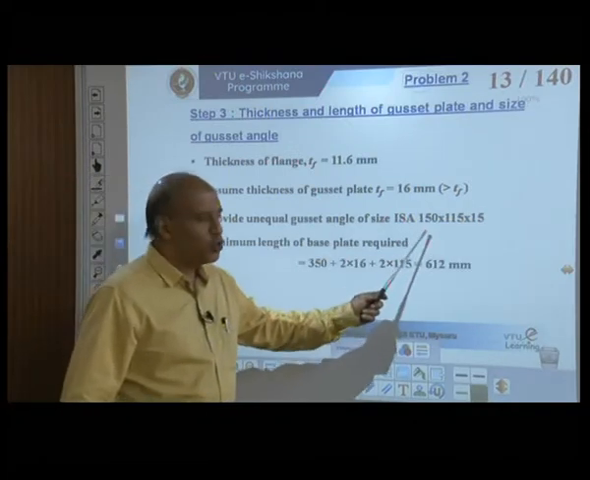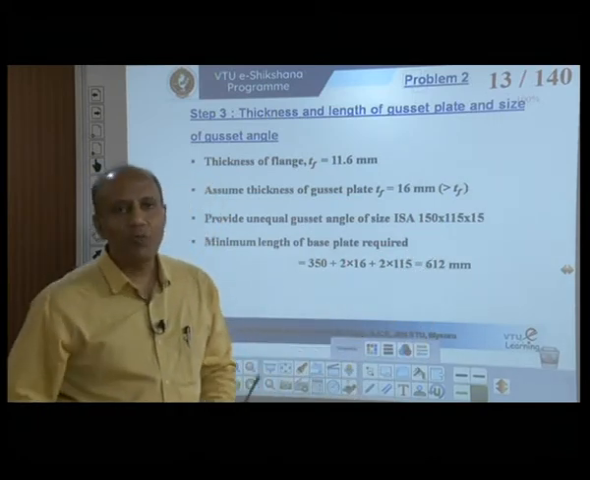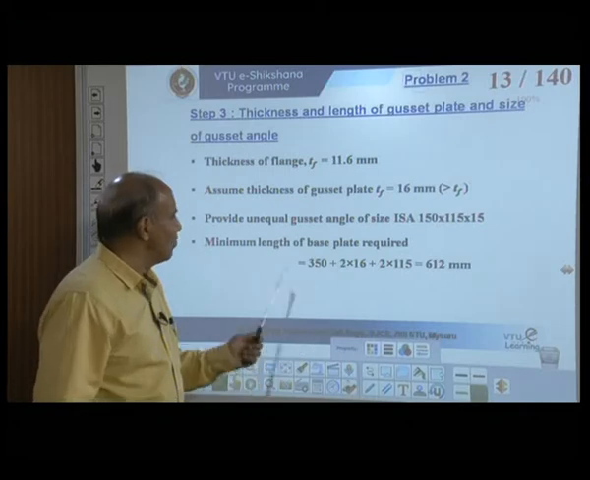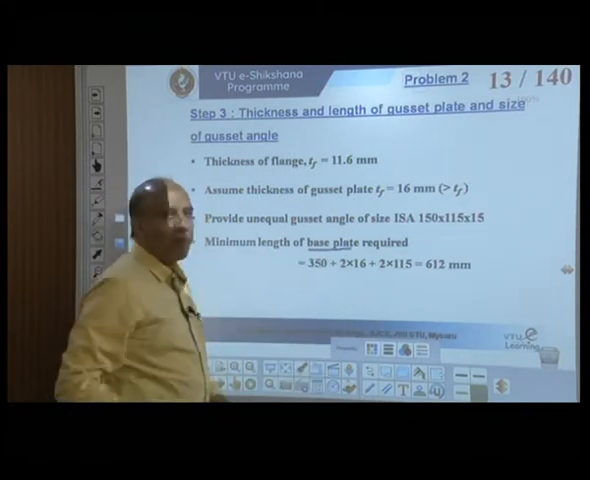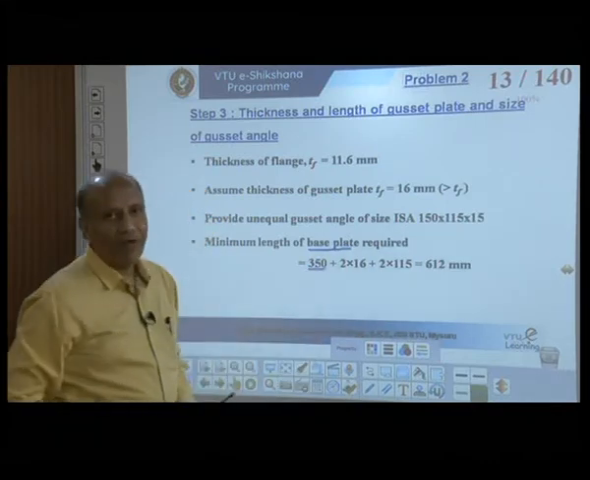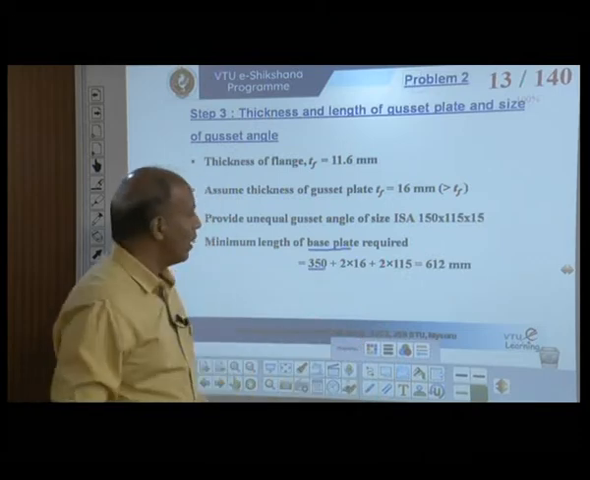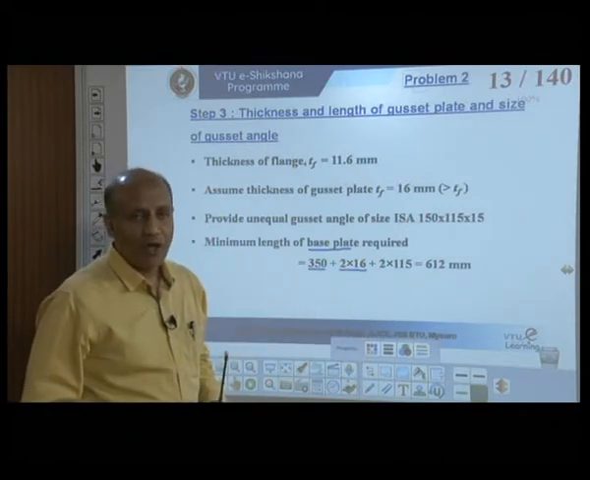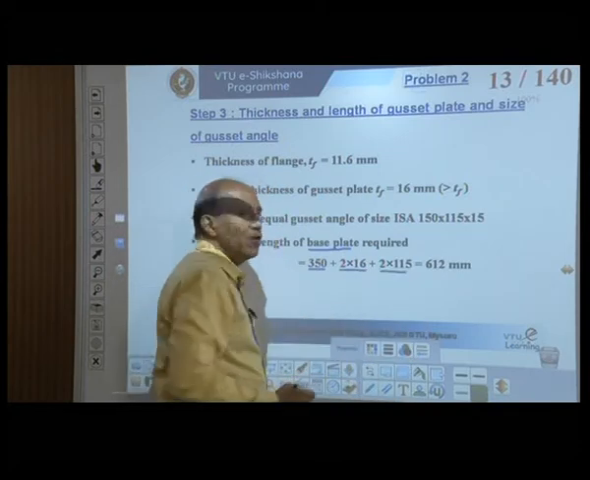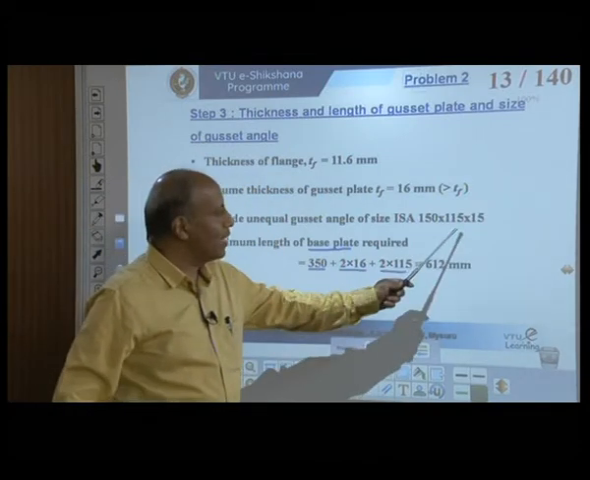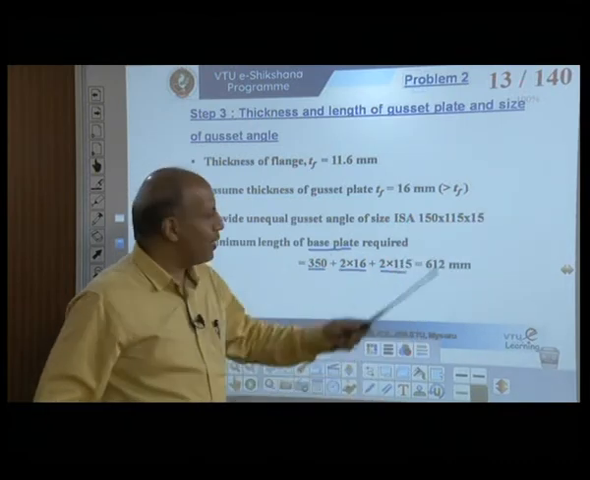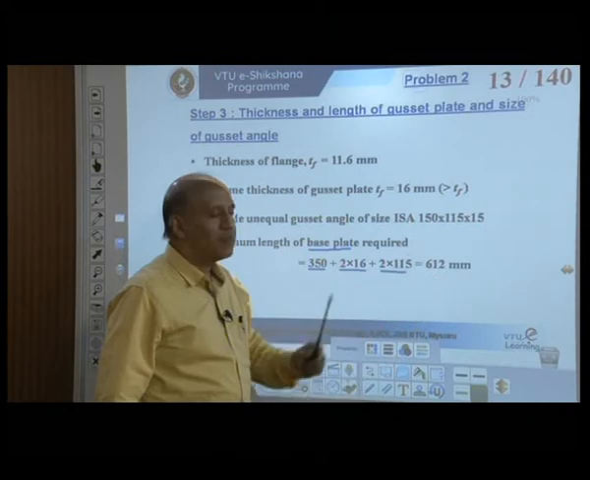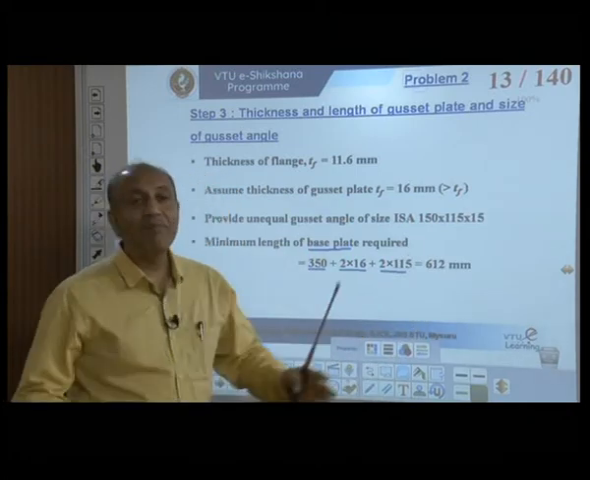So having assumed this particular angle, now we can decide what should be the length of the slab base. Please understand, the length of the base plate is nothing but the column size, that is 350, plus the two gusset plates of size 16 mm placed on either side of the column flange, and then the two gusset angles. Of these two legs, I did tell you that this leg is going to connect the gusset plate, and this size, that is 115, is going to connect the base plate. So you take 2 into 115, that happens to be 612 mm. So that is the minimum length that we should have here.